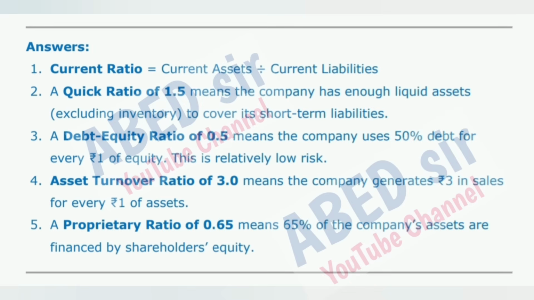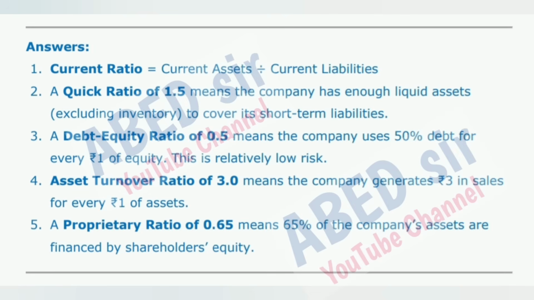5. If a company's proprietary ratio is 0.65, what does it mean? Answers. 1. Current ratio is equal to current assets divided by current liabilities. 2. A quick ratio of 1.5 means the company has enough liquid assets, excluding inventory, to cover its short-term liabilities. 3. A debt-equity ratio of 0.5 means the company uses 50 paise of debt for every 1 rupee of equity. This is relatively low risk.